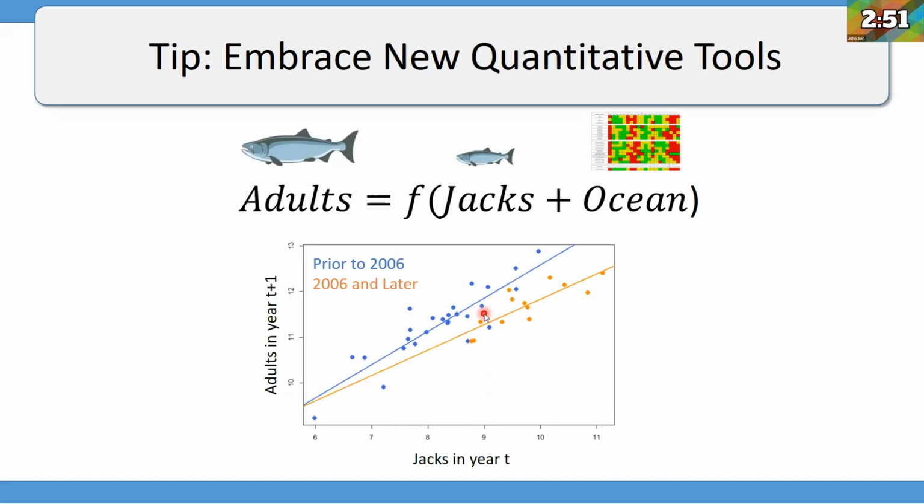But if we know that the relationship has shifted, in the recent period, we're going to look at this orange set of points. We're going to estimate a different number of adults, and this has actually been a problem in the Columbia River in the last few years. We've been overestimating adults because we haven't accounted for this shift.